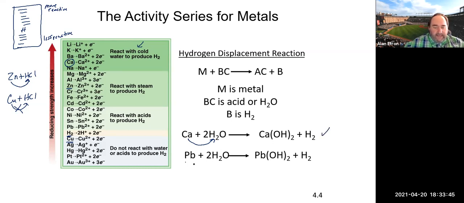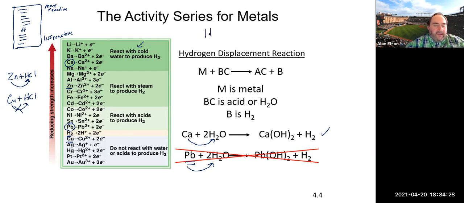Now, if we look at lead coming in to kick out the hydrogen, lead is over here, and it actually needs an acid to make this reaction occur. Water is not sufficient to provide enough H+ in the solution to allow this reaction to take place. So this second reaction would not take place, because you would actually need to react it with an acid like hydrochloric acid. It does depend on whether you're using water as your source of hydrogen or your acid as your source of hydrogen.